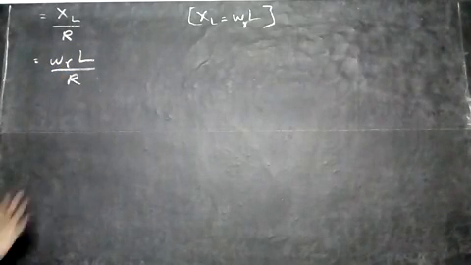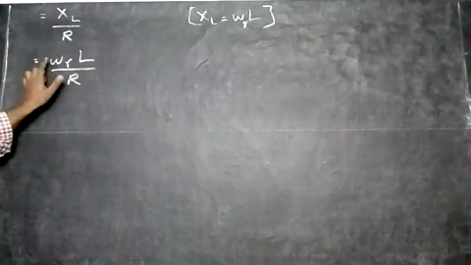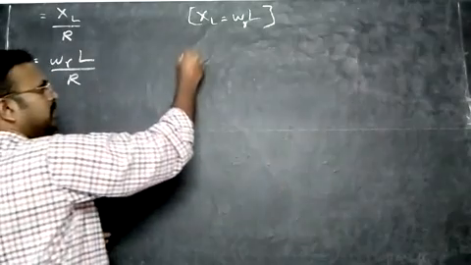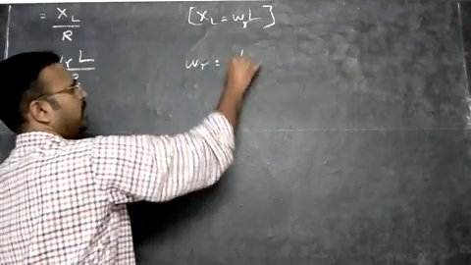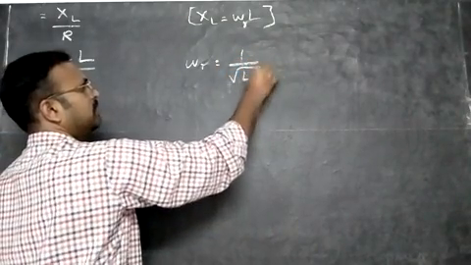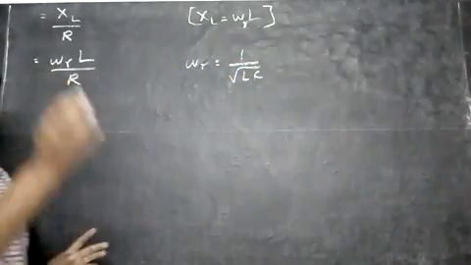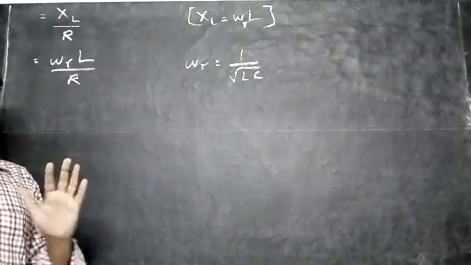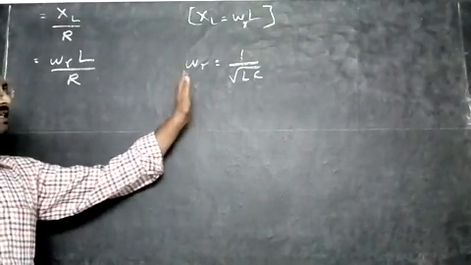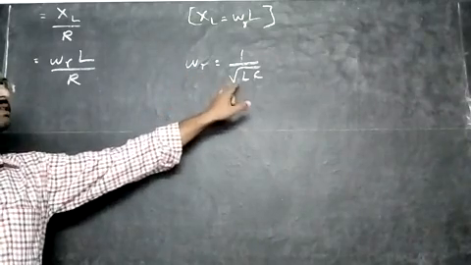Okay, so let's see now. Omega R means the angular frequency. At resonance we learned that omega R is equal to 1 divided by root of LC. You can see the condition in the book, one or two pages before. At resonance, the angular frequency is equal to this value here.